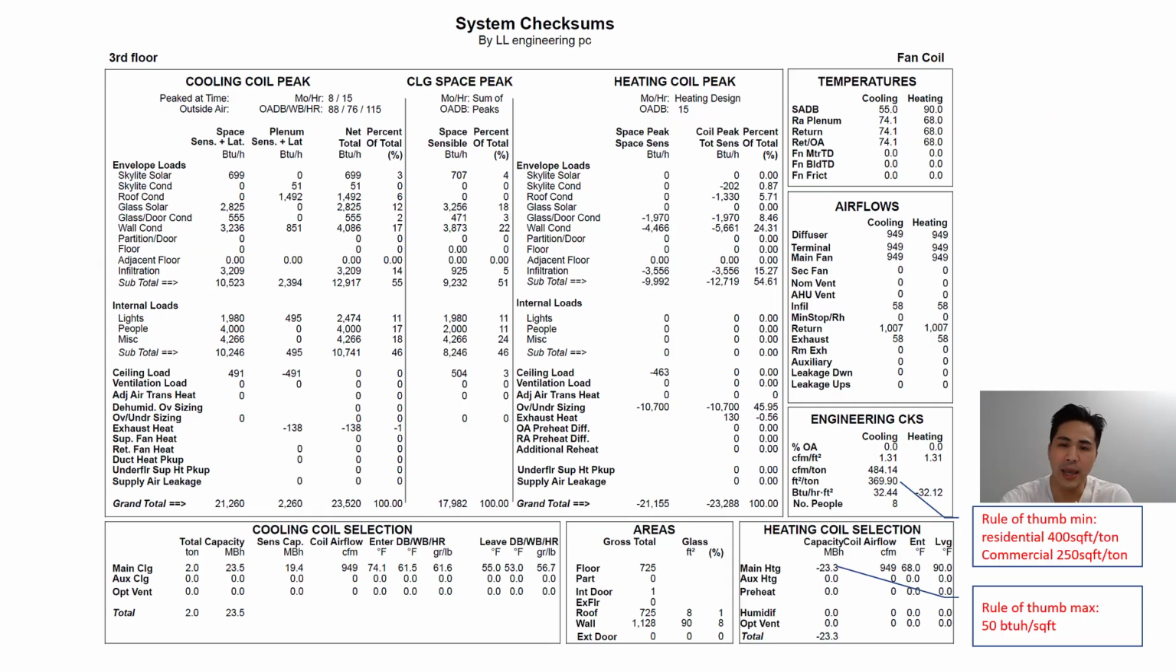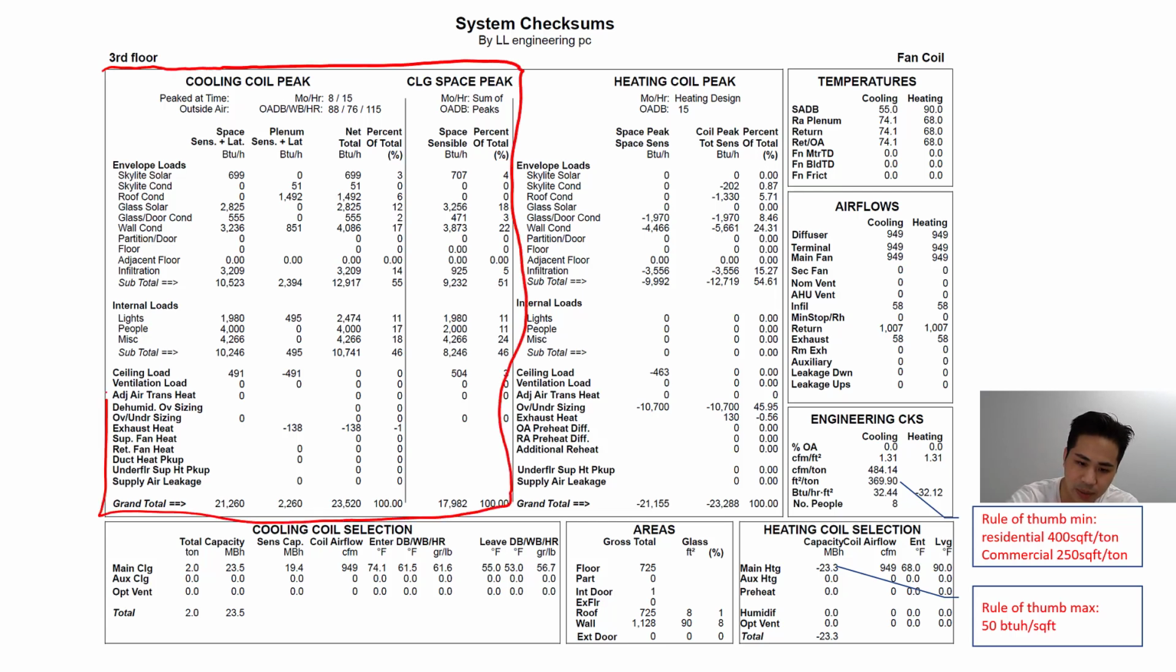Okay, so we're going to look at a systems report from Trane Trace. And in this report, I'm just going to go over the different sections of this report, starting from the upper left corner, which is the cooling coil peak. So this section here is the cooling part.